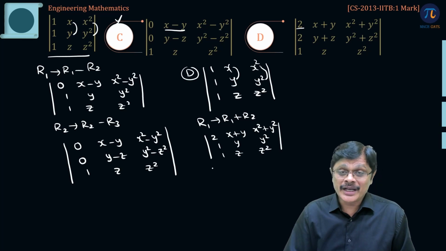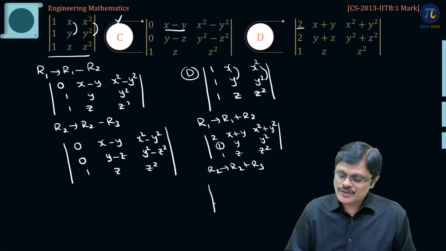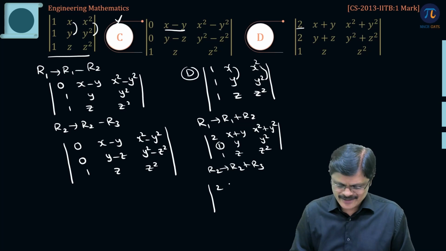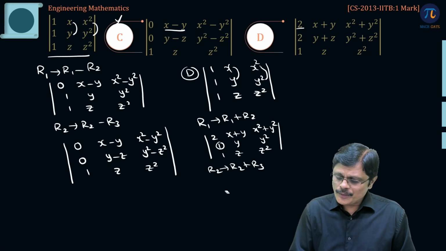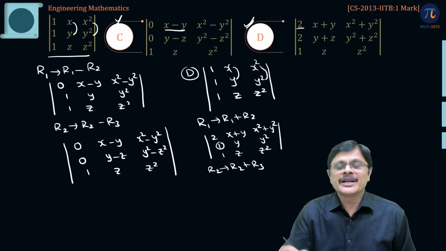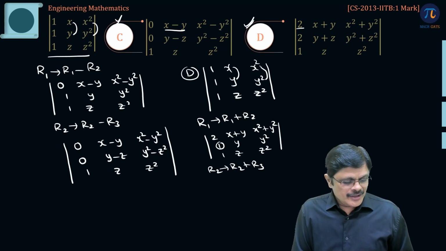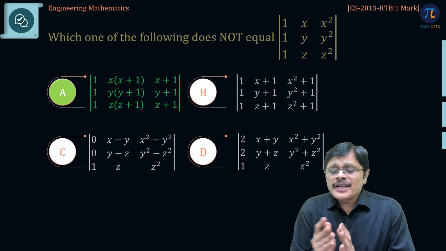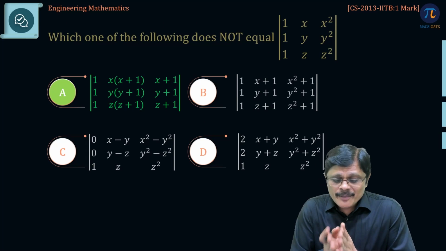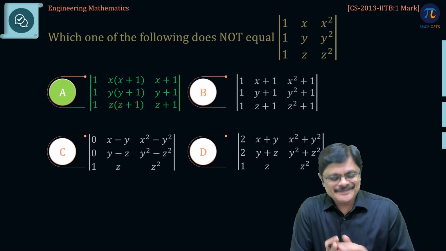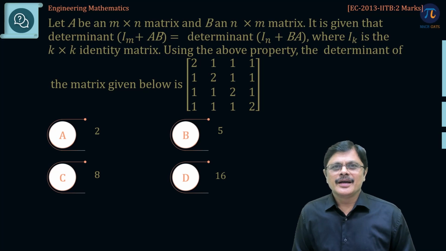Then you have to do the next operation to make it 2, that is R2 is R2 plus R3. So you get the required answer. So the given determinant is also equivalent to the determinant given in option D. So which of the following does not equal the determinant? Option A. Next question.